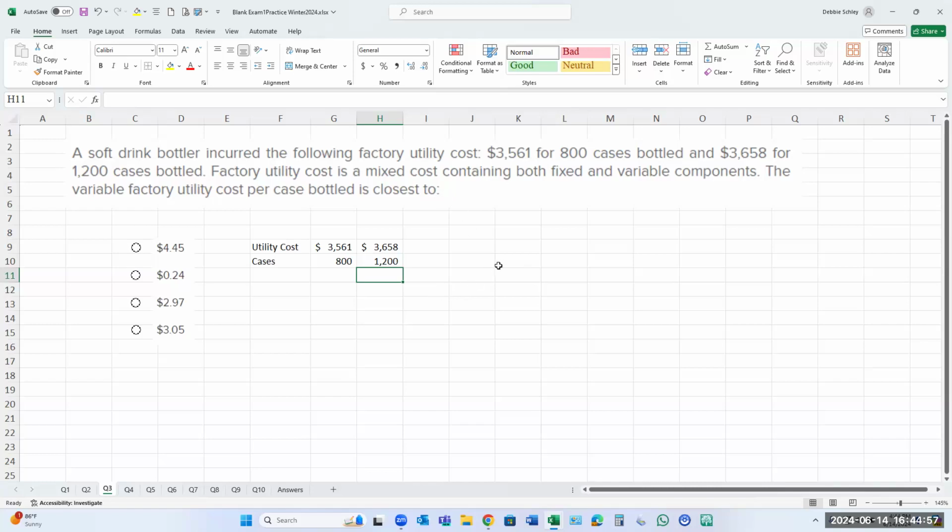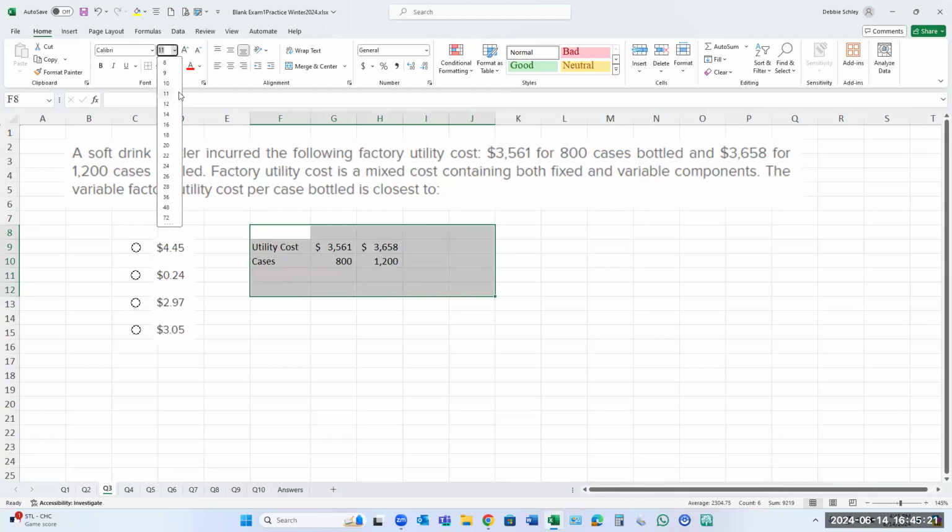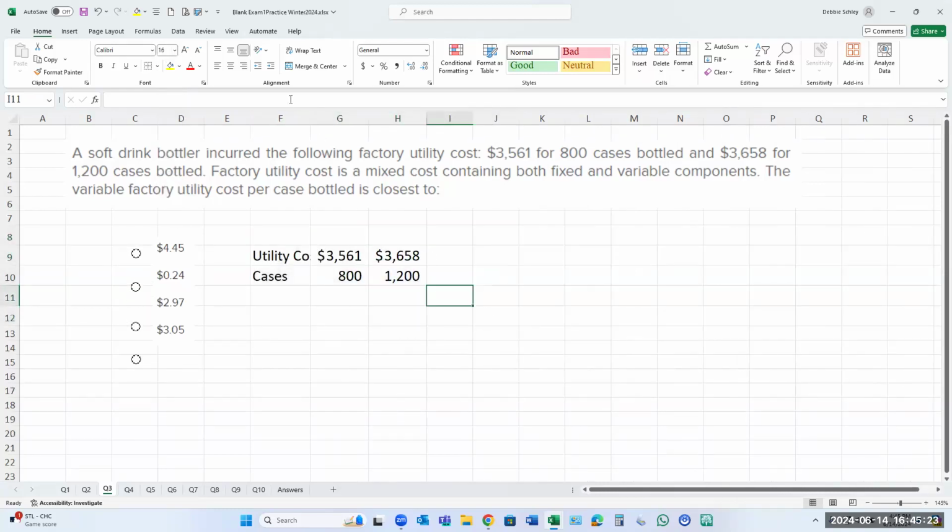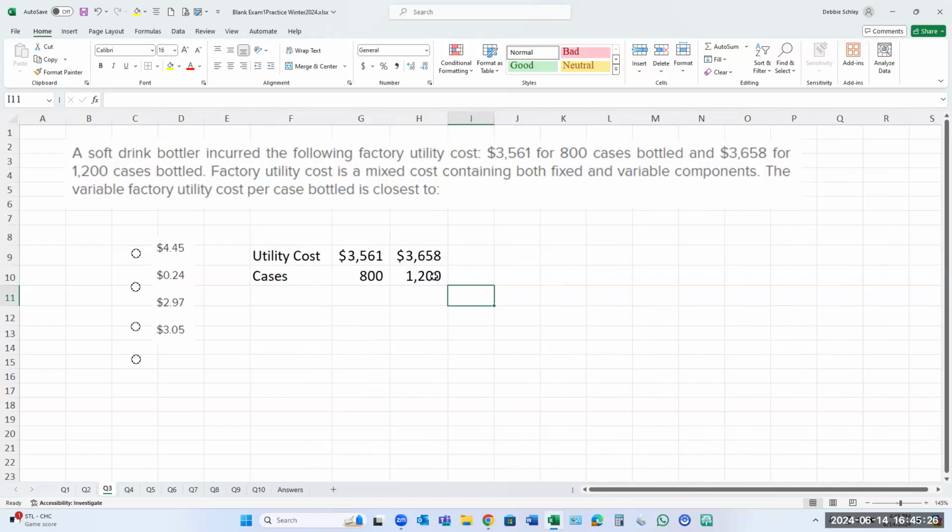Okay, so we're going to use the high-low method, and I'll explain why this works. When you have a fixed cost, it means the fixed total stays the same no matter how many cases you bottle. So somewhere in this cost and this cost is the same fixed amount, right? So I need to find out the difference, because the difference between these two costs is the variable cost. It's the only thing that changes between activity levels.